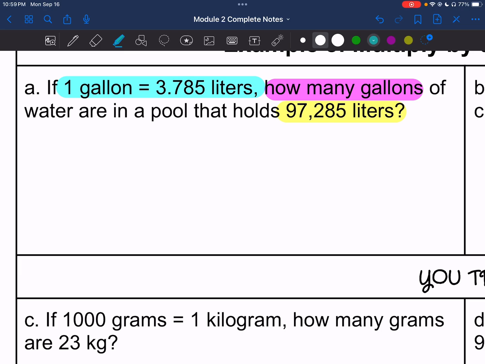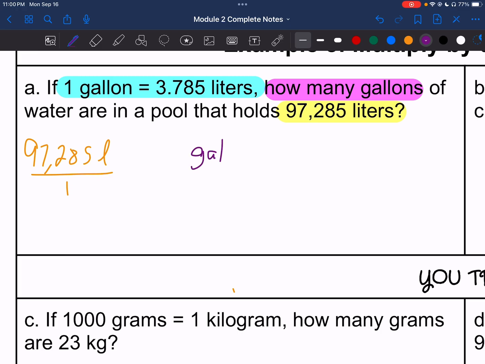Now, when we go ahead and start converting this, let's start. We've got 97,285 liters. That's what we're starting with. And that's over 1 because we don't have anything else with it. So now we're going to go ahead and convert. And we've got a ratio here. What we want is gallons, so we want that to be in the numerator. So in the end, we want gallons to be in the numerator, and we want to cancel out liters.